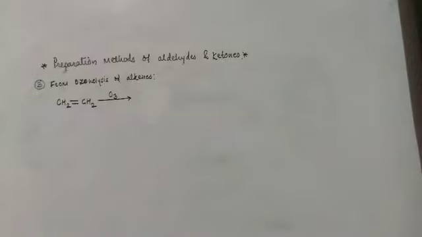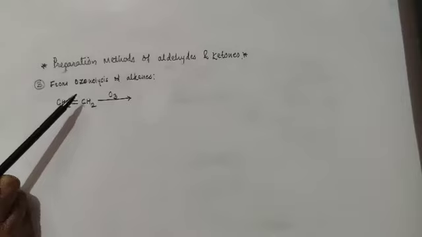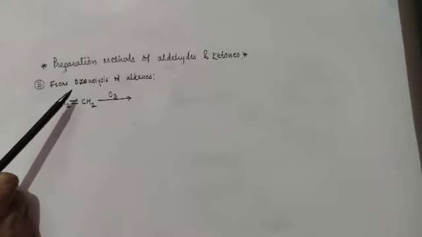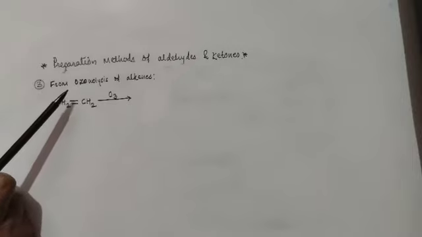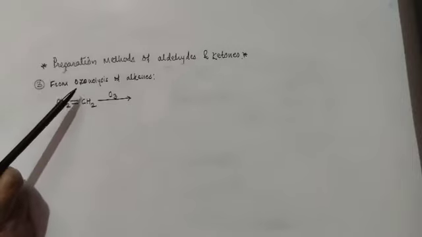So let us see the next method of preparation of aldehydes and ketones, from ozonolysis of alkenes. This ozonolysis of alkene is well familiar to you. We have studied this reaction or preparation method in the 11th standard. So just see what is meant by ozonolysis.